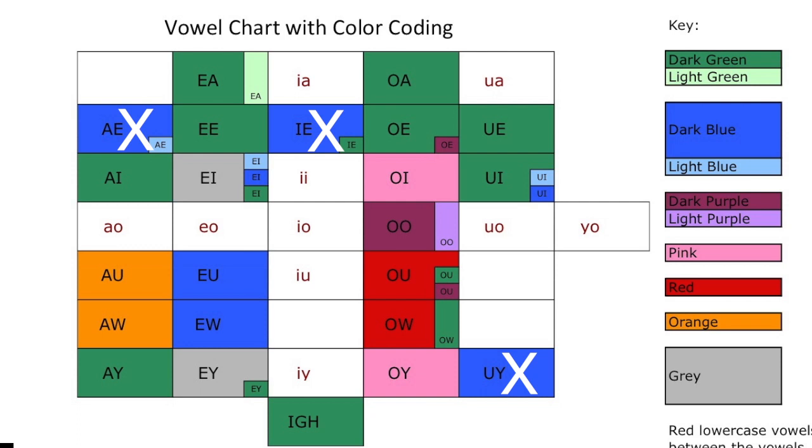UY is only in a few words, and I've never had any students who've had any trouble with it. Now, some people teach it as a rule, but it's a horrible rule. But in these green words, it is the pattern. It's not a rule. The first sound long.